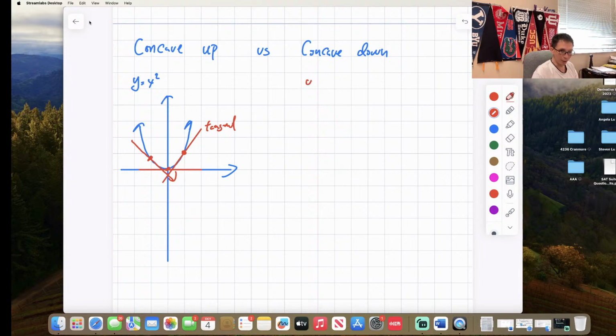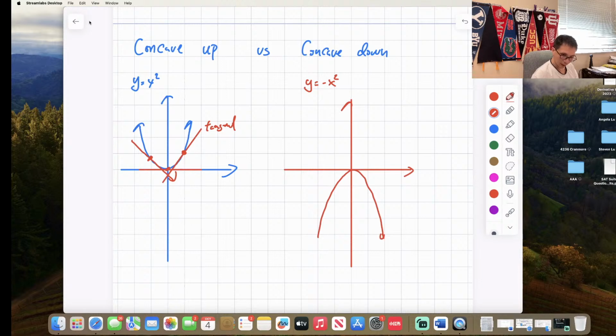Okay, so y equals negative x squared, guess what? They are concave down, because if you draw a tangent line here, the line is above the graph. If it's above the graph, it is concave down. See, if I draw here, above the line, above the line.